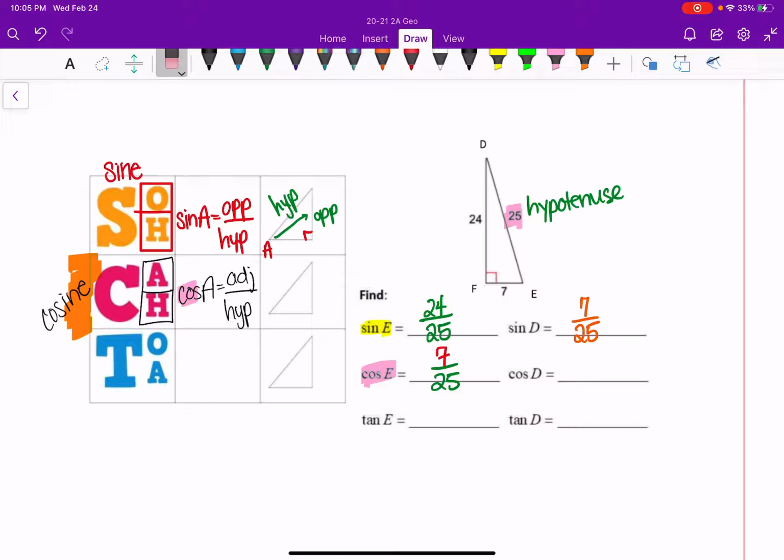Now, if I change my angle, like this one, cosine of angle D up top, then I'm going to have a new adjacent side. But my hypotenuse is still the same, so 25. My adjacent side to angle D is the one right next door that it's touching, right? We don't have to go across. It's the side that opens up with the hypotenuse. So cosine of D would be 24 over 25.